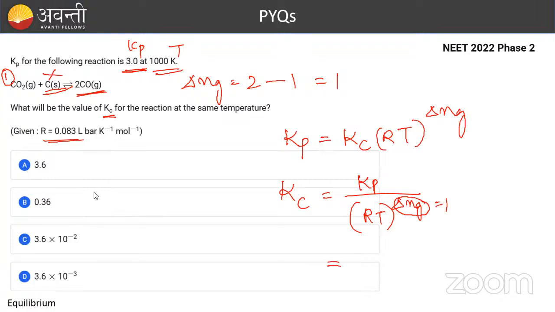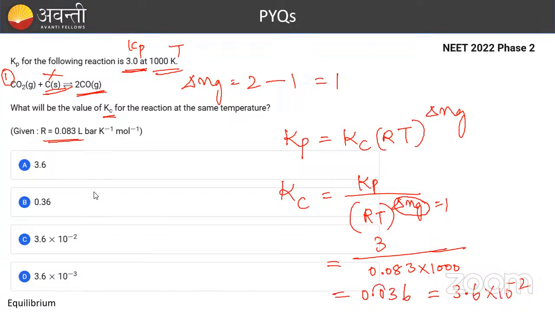So just substitute the values of the remaining terms. Kp is 3 divided by RT. R value is 0.083 and the temperature is 1000 Kelvin, right? So this will be equal to 0.036, and this can be written as 3.6 into 10 to the power minus 2. So if you move this 2 decimal places to the right side, you will get 10 power minus 2 with 3.6. So Kc is equal to option C.